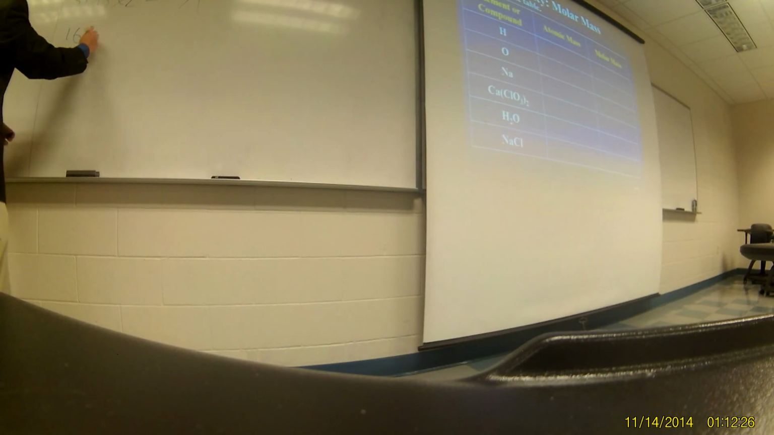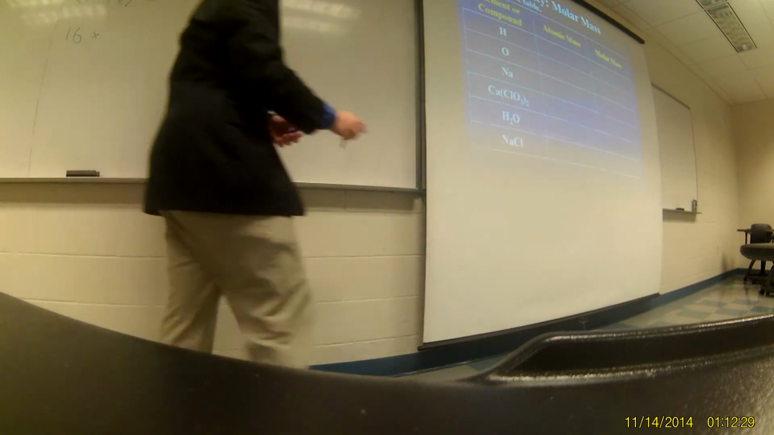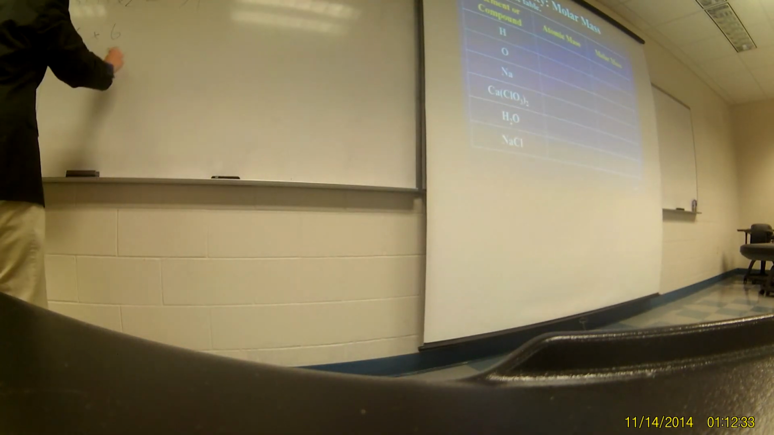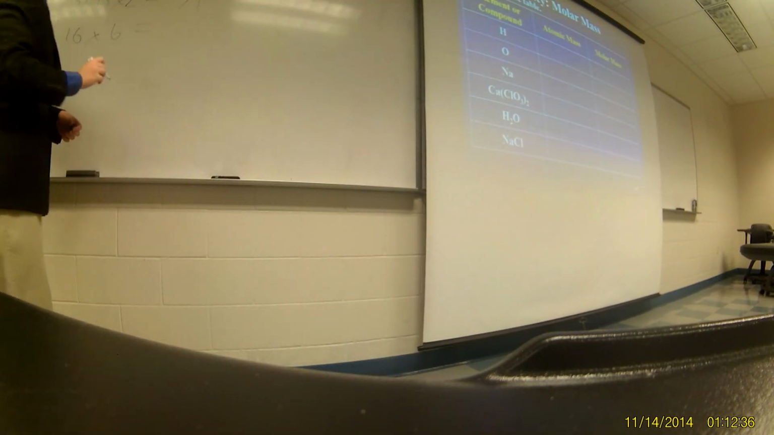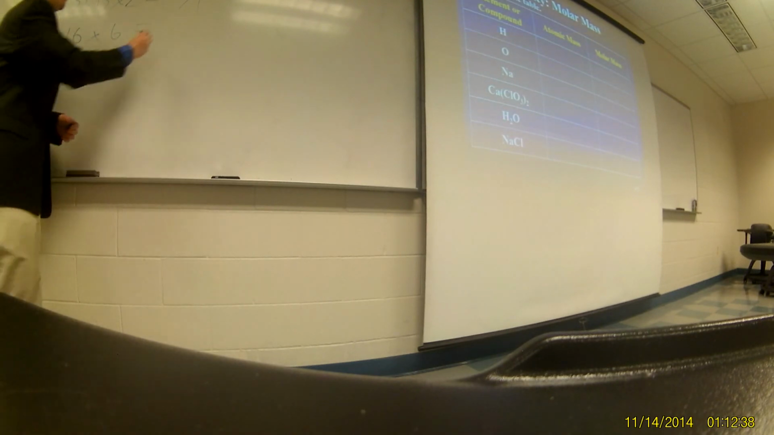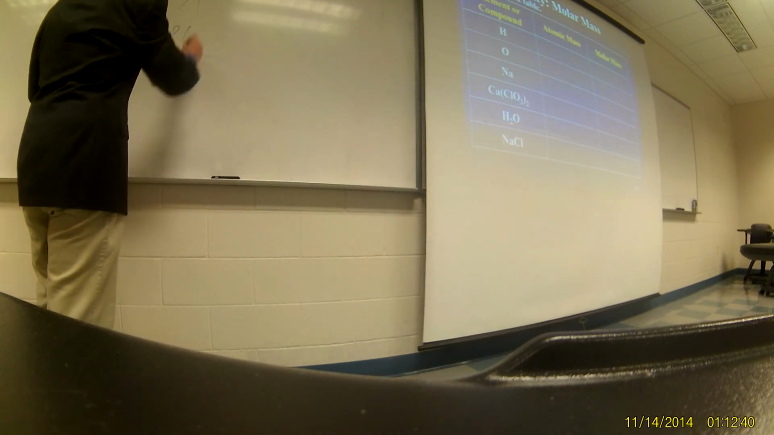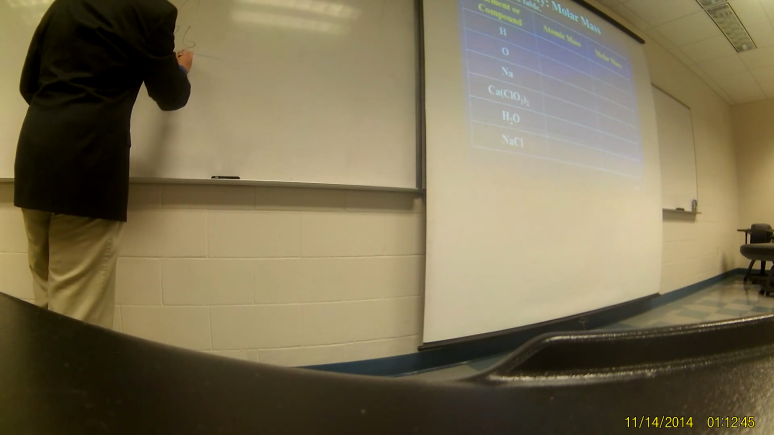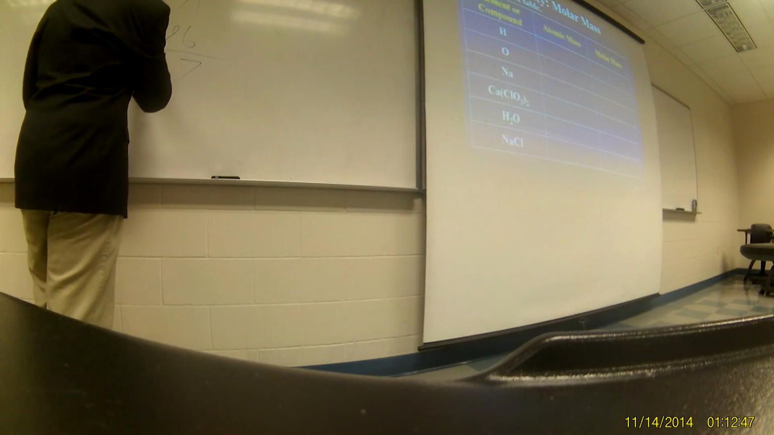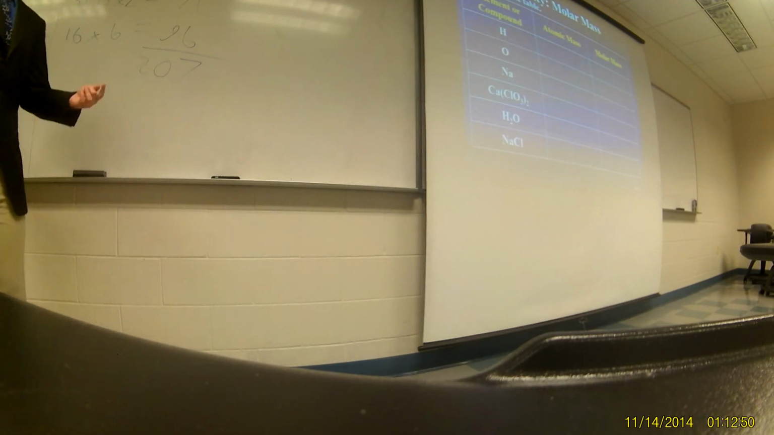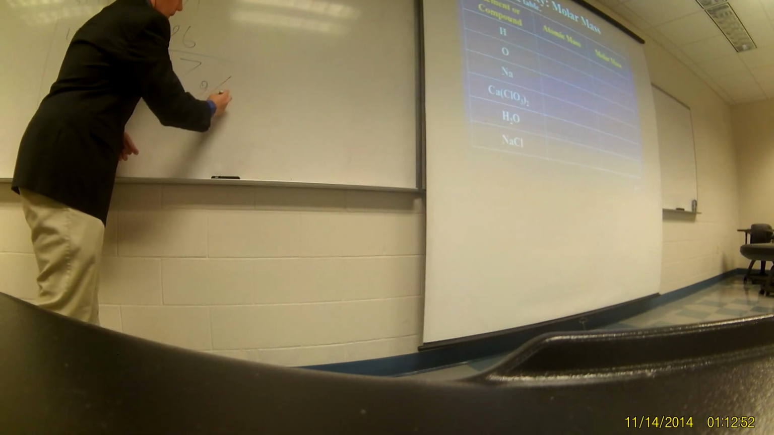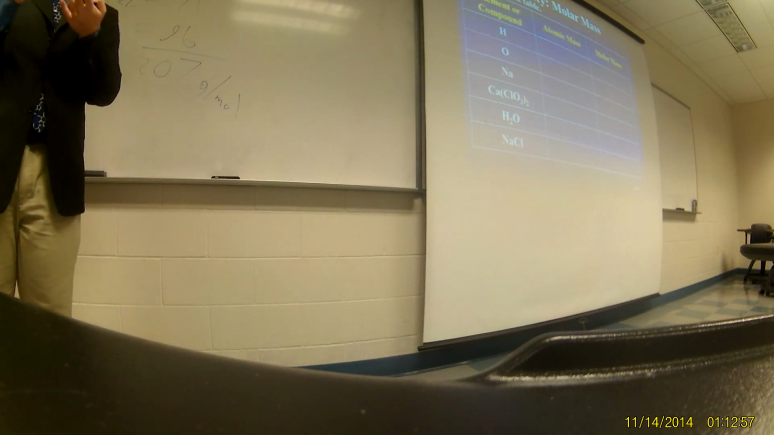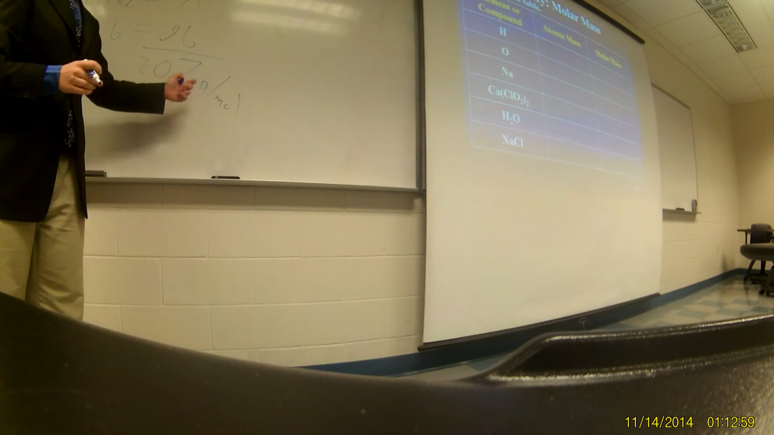Oxygen is 16. How many oxygens do we have? 6. 2 times 3 is 6. I don't want to do 16 times 6. 96. Thank you. 96. Just add them together. We've got 7, 13, 207. Yes. 207 grams per mole. That's the molar mass. The atomic mass, the molecular weight, would be 207 AMUs.